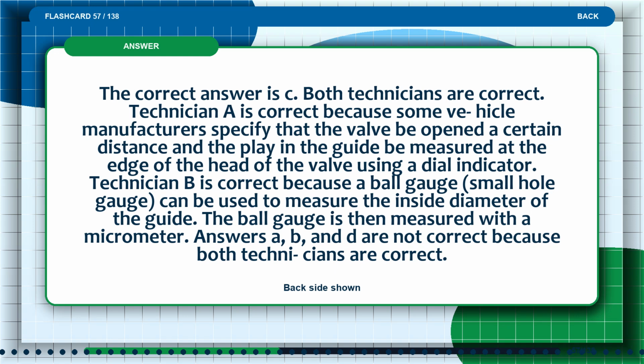The correct answer is C. Both technicians are correct. Technician A is correct because some vehicle manufacturers specify that the valve be opened a certain distance and the play in the guide be measured at the edge of the head of the valve using a dial indicator. Technician B is correct because a ball gauge, or small hole gauge, can be used to measure the inside diameter of the guide. The ball gauge is then measured with a micrometer. Answers A, B, and D are not correct because both technicians are correct.